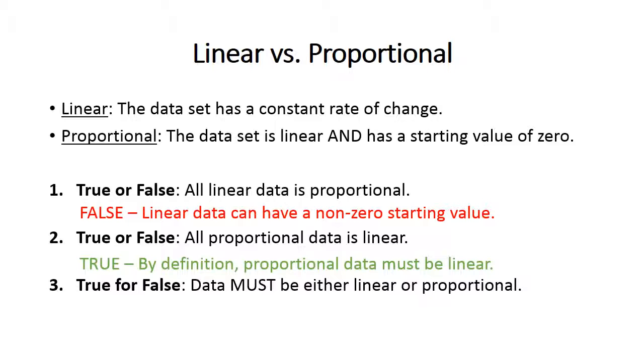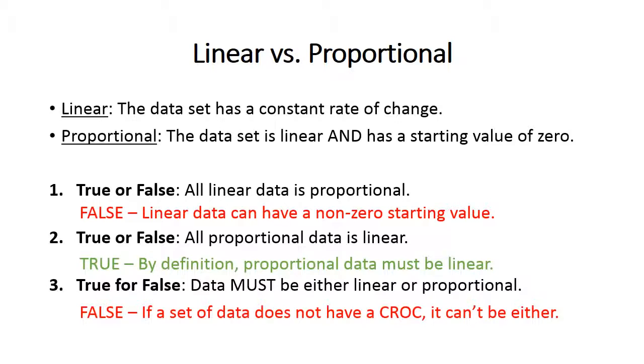Number 3, data must be either linear or proportional. This again is a false statement, because both linear and proportional require that a set of data have a constant rate of change. If data doesn't have a constant rate of change, it can't be either linear or proportional.